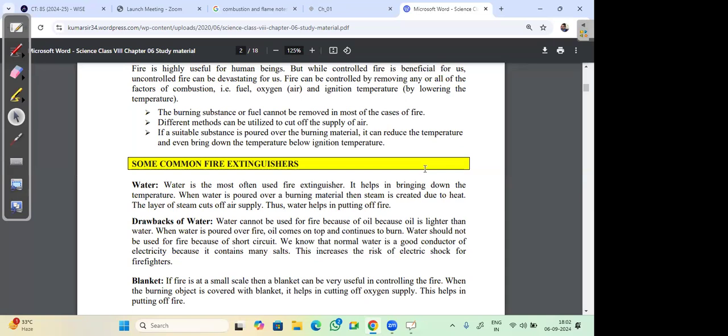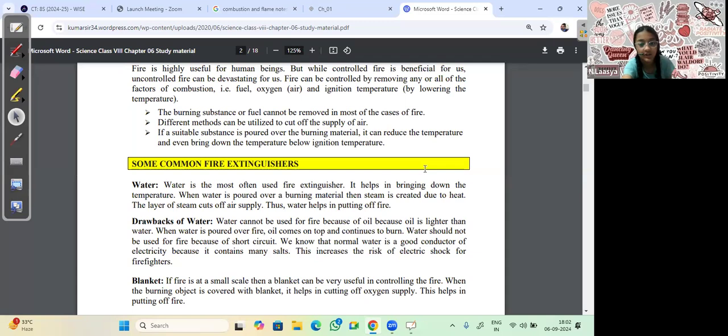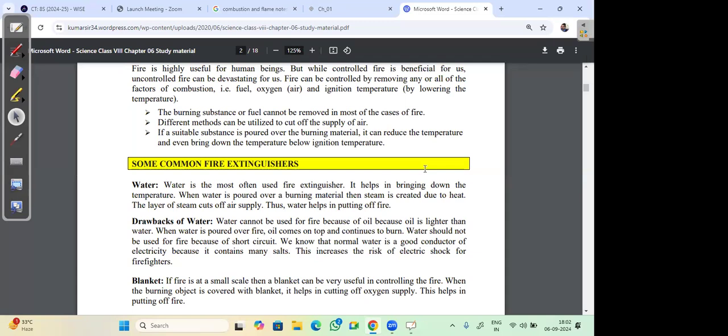But the only drawback is that you cannot use water for electrical fires, because it would cause shock. Water is a good conductor of electricity. You also can't use water for oil fires, like petrol and diesel fires. Got it? Then blanket.